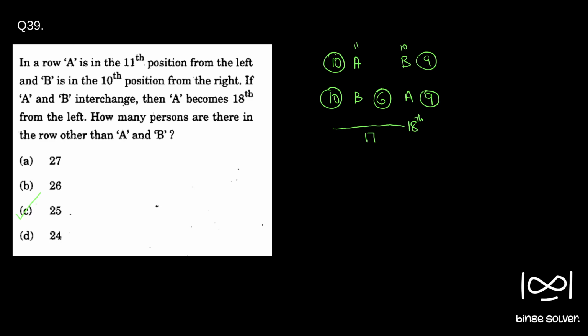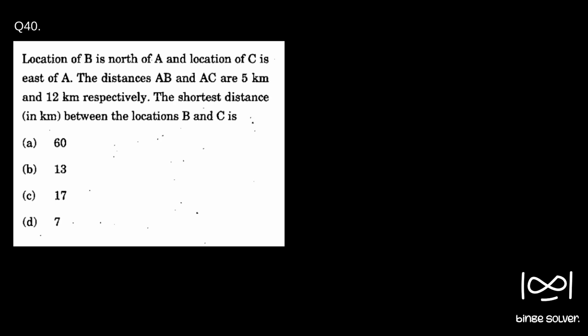Next question, question 40. Location of B is north of A and location of C is east of A. So let's just mark that. A is here, B is north of A, and C is east of A. AB and AC are 5 kilometers and 12 kilometers respectively.